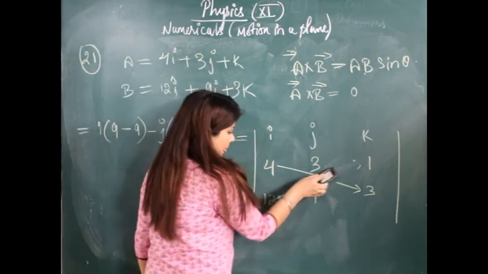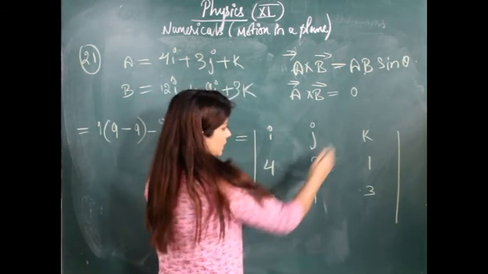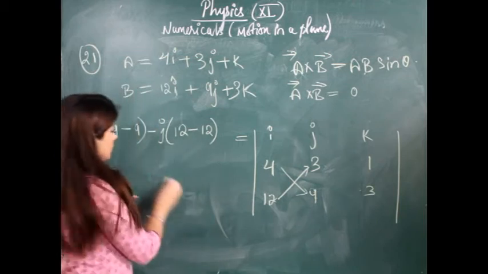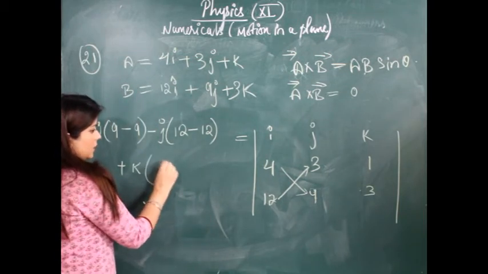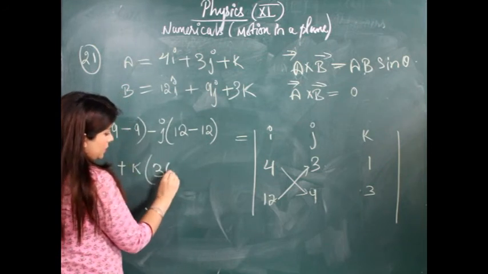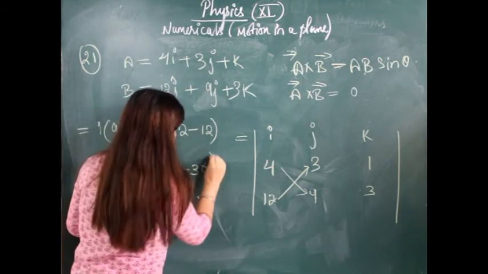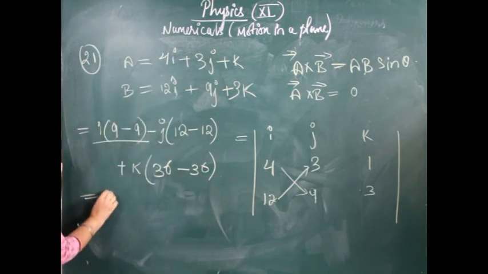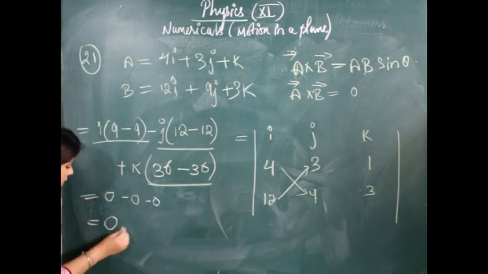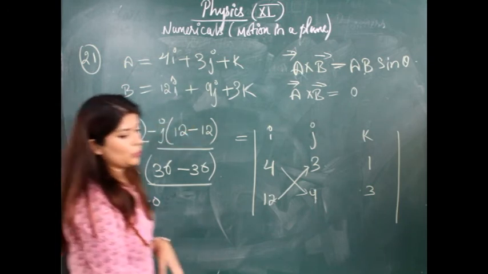Now for K. When we solve for k, it will be this, and this will be hidden. 12 into 3, 4 into 9, which is plus k. 12 into 3 will be 36. 4 into 9 is also 36. Now when you subtract this part 0, this part is also 0, and this part is also 0. So what we get is 0. So A cross B is 0. Hence proved.